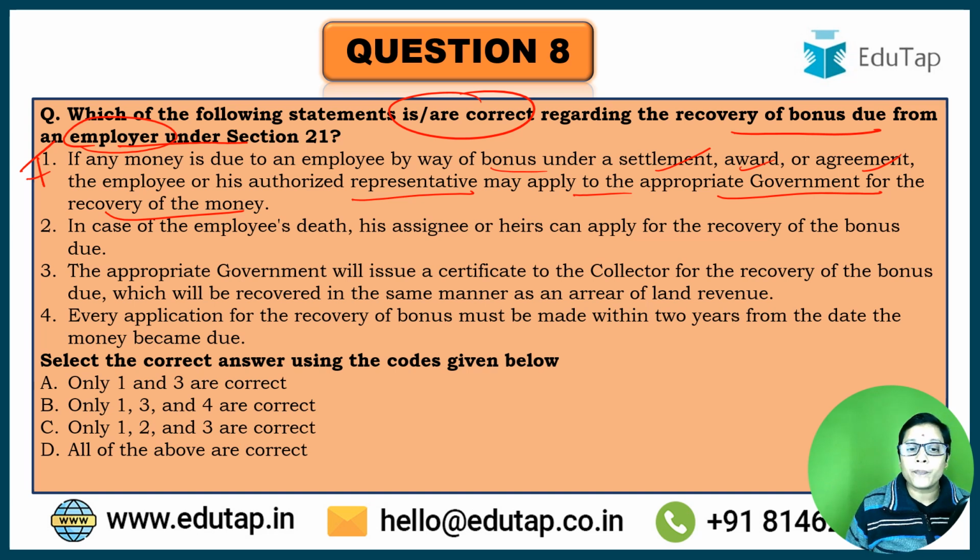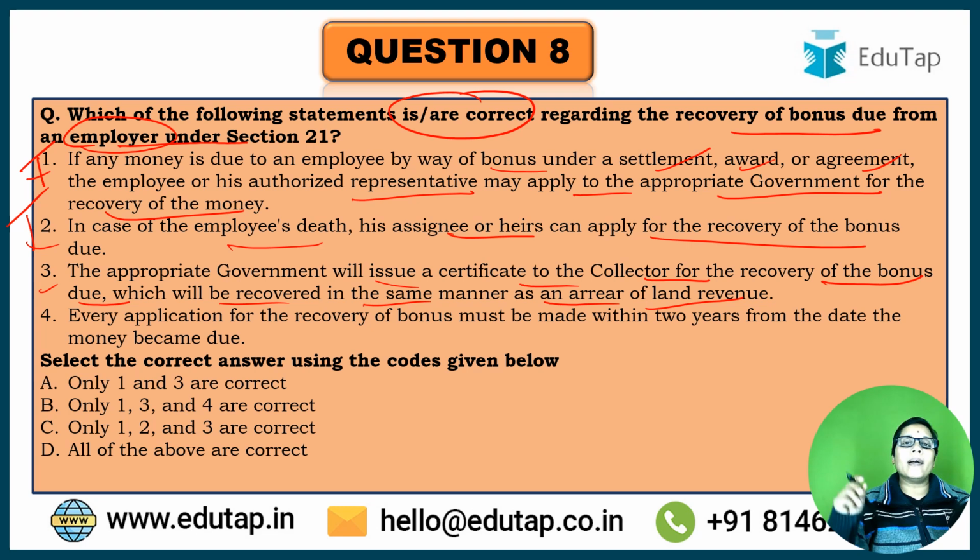That is the right process. In case of employee's death, his assignee or heirs can apply for the recovery of the bonus due. This is also true as per the legal proceedings. The appropriate government will issue a certificate to the collector for the recovery of the bonus due, which will be recovered in the same manner as an arrear of land revenue. If land revenue is pending, whatever procedure is followed to recover it, the same procedure is used here to get the amount from the employer to the employee. So this is also true.